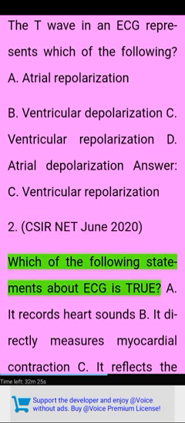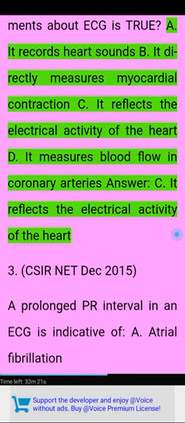2. CSIR NET June 2020. Which of the following statements about ECG is true? A. It records heart sounds. B. It directly measures myocardial contraction. C. It reflects the electrical activity of the heart. D. It measures blood flow in coronary arteries. Answer: C. It reflects the electrical activity of the heart.